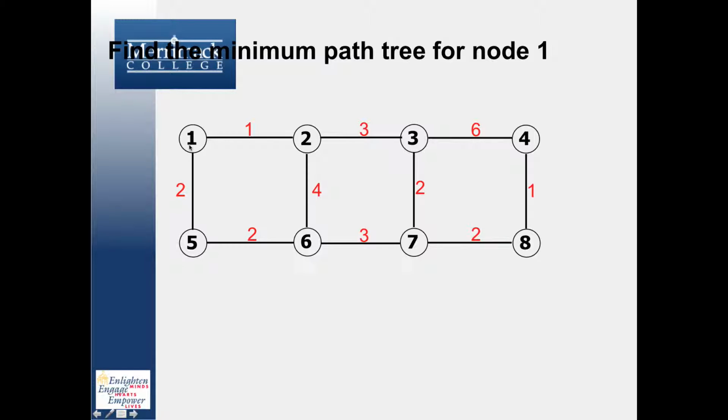Here's a simple network. I'm going to start at node 1, and I want to find the minimum time path to node 8. Obviously, it'd be pretty easy to just find it by looking at the picture because it's so simple. But I want to show you the algorithm using this simple network.